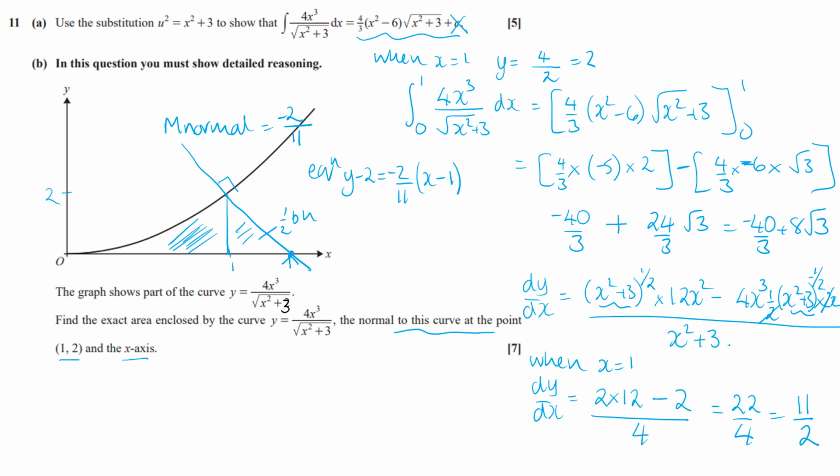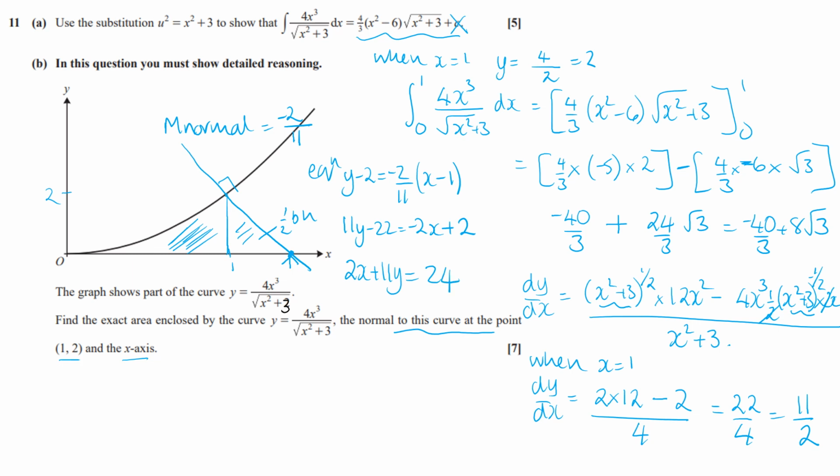minus 1. Now multiply by 11. 11y minus 22 is minus 2x plus 2. Take everything to one side. We've got 2x plus 11y. Put the numbers on the other side will be equal to 24.